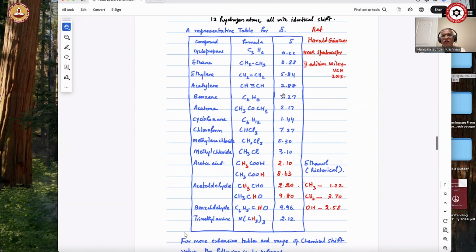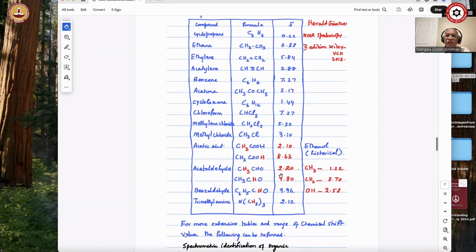Now here we have experimental numbers. So benzene is very, very low field because the delta is so far away. If you say 0 here, 0.2 is here, 0.5 is here, 0.7 is here, and so on. If you look at it, 7 is quite far away. And then you can see methylene chloride, methyl chloride, acetic acid, acetaldehyde. So this is a list of numbers.